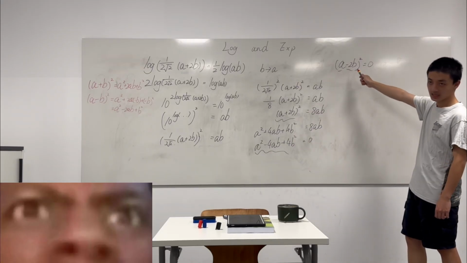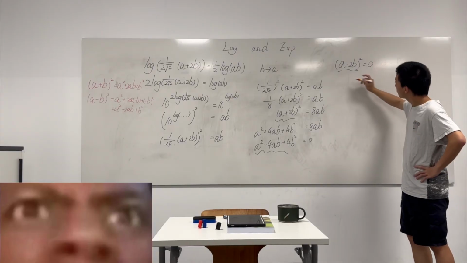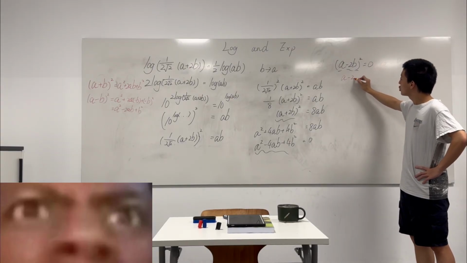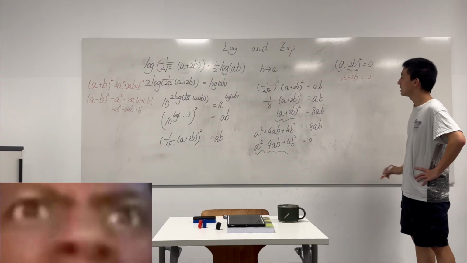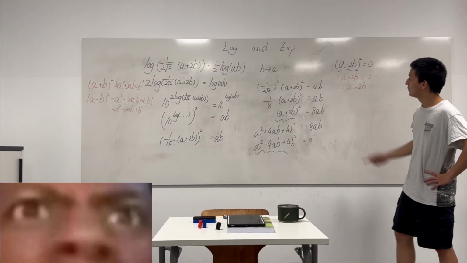So finally, we get this equation. We can square root both sides. So a minus 2b is equal to 0. Therefore, a is equal to b. Then we finish the question.